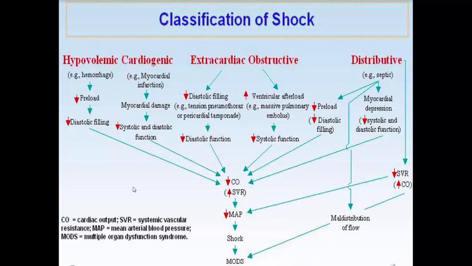Sepsis is more of a distributive type of shock, so that's on the right side. You get a combination of myocardial depression, so your heart doesn't work quite as well. You get dilated blood vessels, that leads to decreased systemic vascular resistance. So you may actually see some increased cardiac output, but you get poor perfusion at the tissue level. Basically, it's a maldistribution of flow.